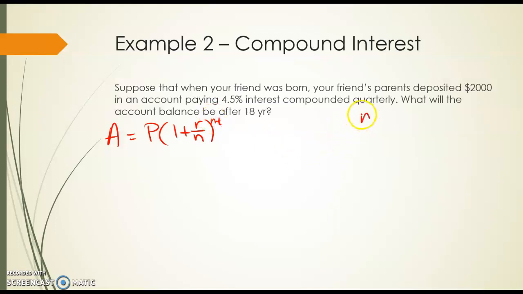So things you need to know. A is our amount. P is the principal amount, the initial deposit, principal. R is our rate as a decimal.